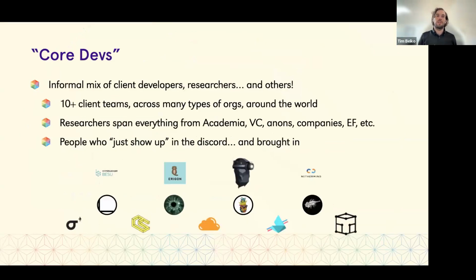The first that's important to note is what we call core developers. This is effectively a mix of people working on the client teams, researchers, and anyone else who contributes to Ethereum on a longer, broader basis, where they're not here for just a single change that they want to implement, but are really trying to maintain the network over a longer time horizon. In practice, we have 10 or more of these client teams split across a bunch of different companies and organizations around the world. We have researchers from academia, VC, companies, the EF, and a bunch of people who will just show up in our Discord and start contributing.